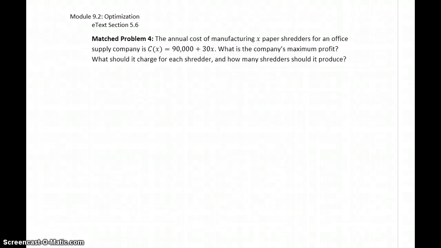In math problem 4, we're still talking about the same company producing paper shredders. But now what we're given is a cost function, and we want to know what's the company's maximum profit, what should it charge for each shredder, and how many shredders should it produce. So a similar question, except instead of being concerned with revenue, we're trying to come to some conclusions about profit.